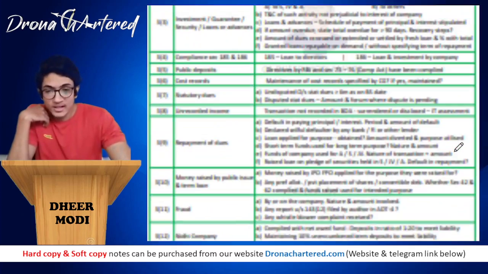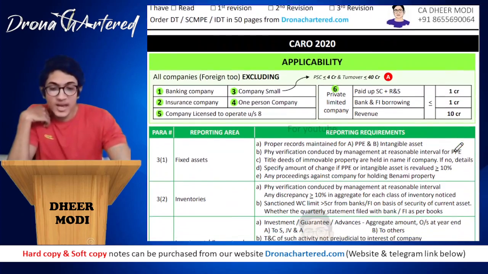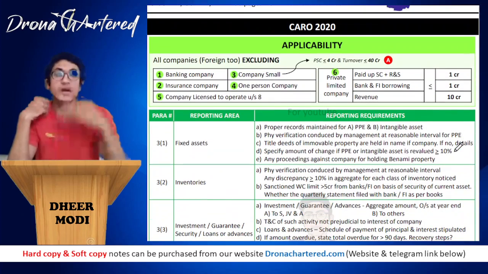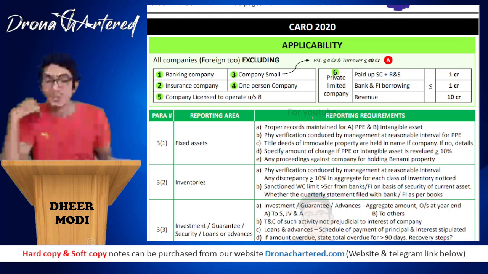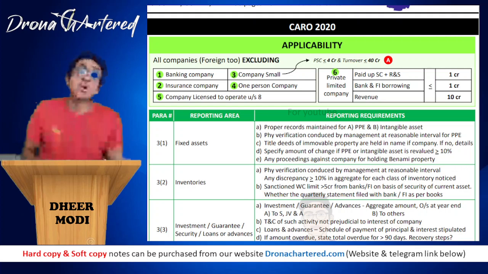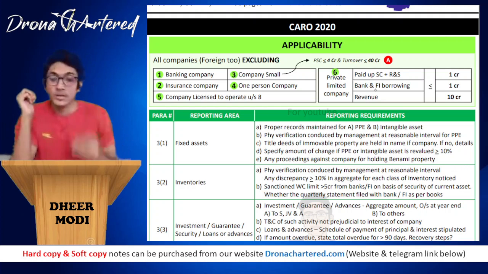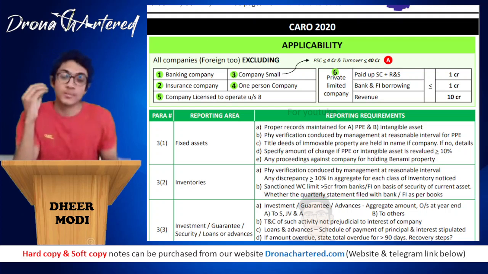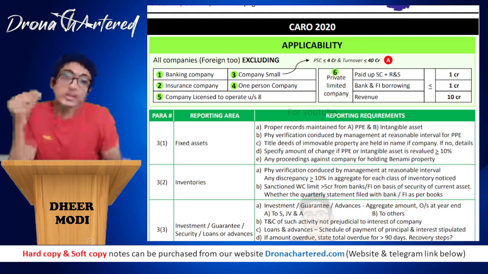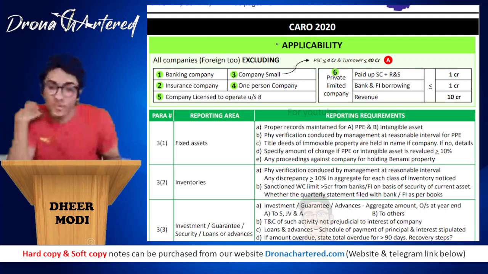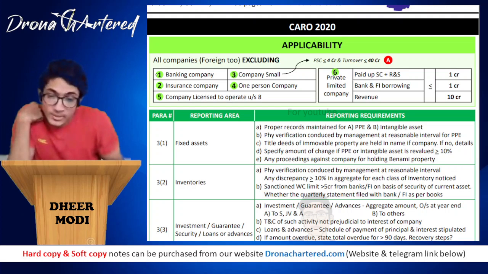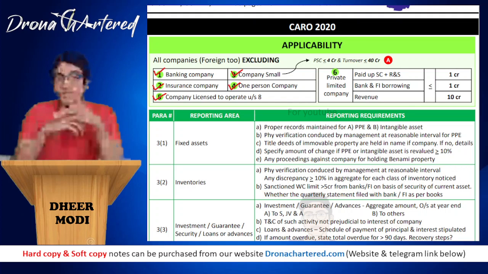So we'll start with the applicability of CARO. That is, CARO is applicable to which companies. So all companies. That means even foreign companies. Excluding these are the companies which do not have to follow CARO. CARO 2020 does not have to be followed by your banking companies, your insurance companies, your small company, one person company, and company licensed to operate under Section 8. That is the Section 8 companies.